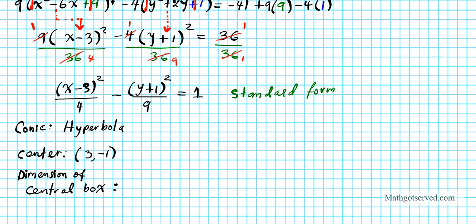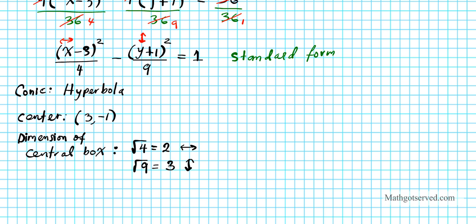Now our x-axis goes side to side and our y-axis goes up and down. So what we're going to do is take the square root of 4. The square root of 4 is 2. Since 4 was under the x, we're going to go 2 units side to side from the center. And then the square root of 9 is 3. Since we got 9 from under the y, we're going to be going 3 units up and down from the center on the graph of the hyperbola.